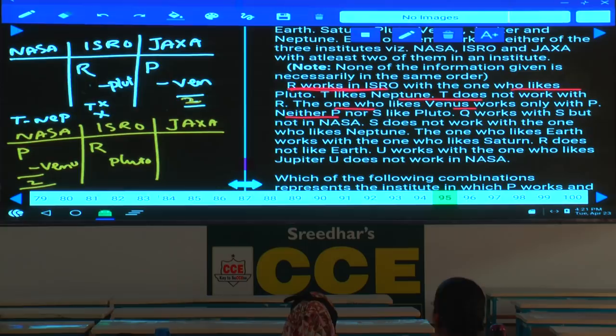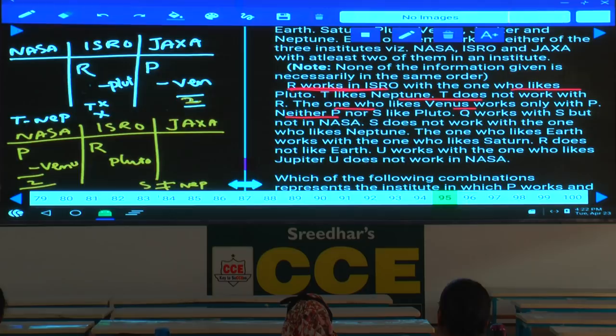S does not work with the one who likes Neptune. Now S and the one who likes Neptune are in two different places. S and Neptune, two different. S and the one who likes Neptune are working in two different institutes. S does not work with the one who likes Neptune.